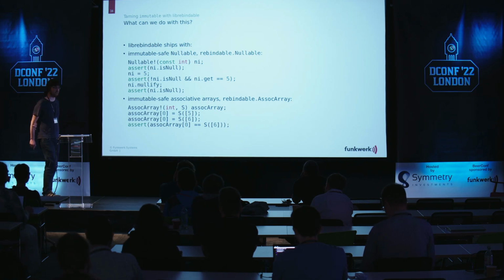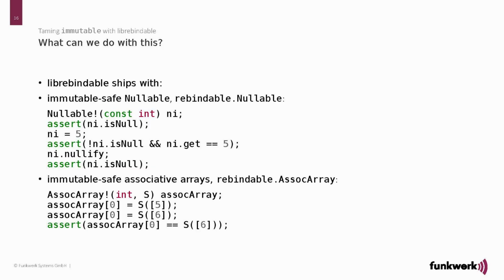But yeah, and that passes all the unit tests. So you can do associative arrays, and you can store immutable values in that associative array. And this is backed by a normal D associative array in the background that just has a rebindable value type. And you can just overwrite the same field.